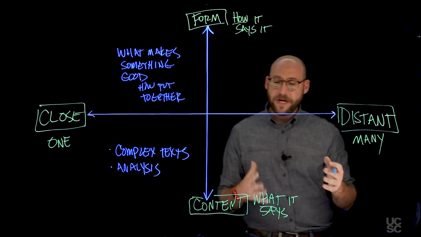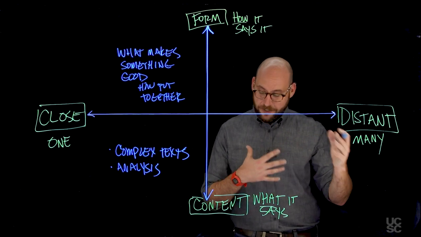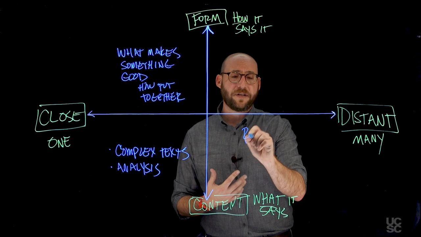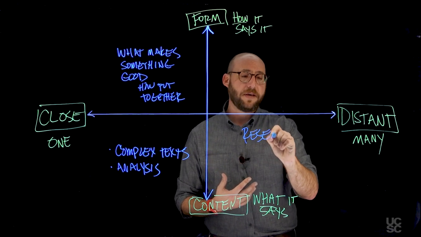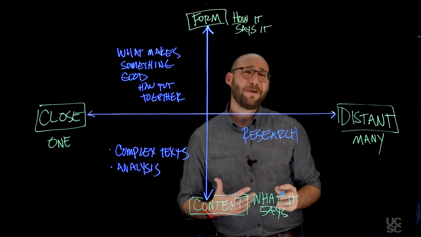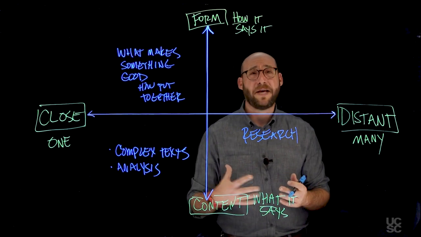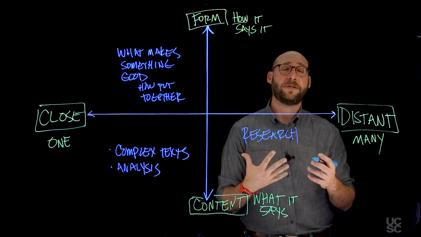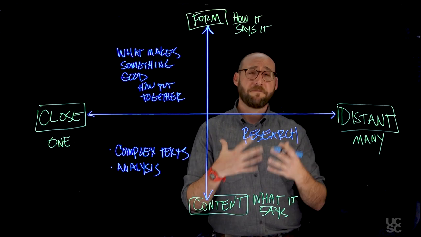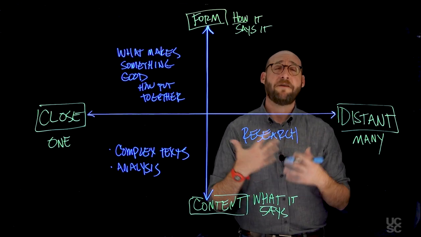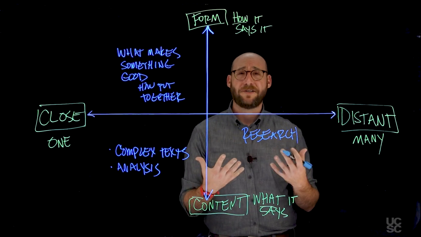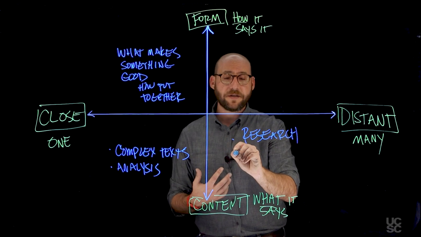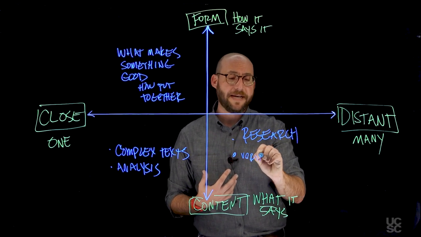So if we're reading distantly and we're reading for content, this is really the area of synthesis, and it's a really great quadrant for thinking about research. Why? Because when we're doing research, we're not generally just relying on one source. We're often relying on many sources because we want to understand what multiple people think. If multiple people think something or have proven something, that is going to be stronger knowledge. And that's often what we're looking for when we're doing a research project. So this is going to be really great for verifying ideas.